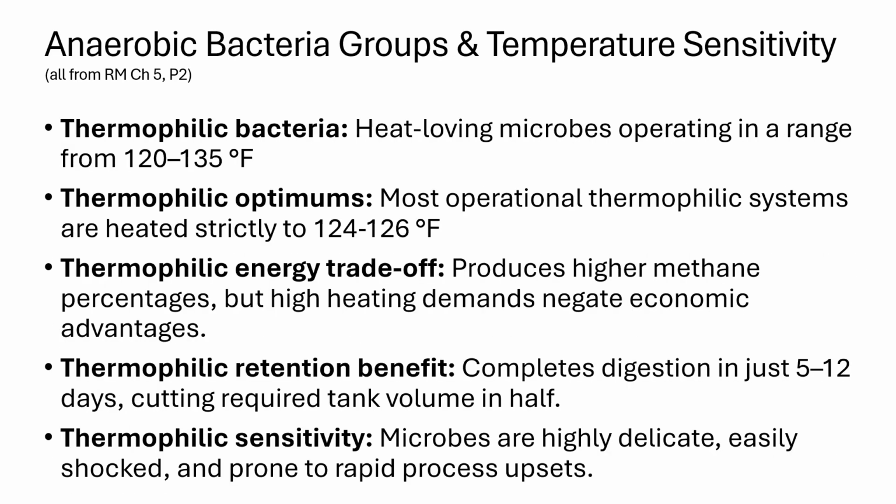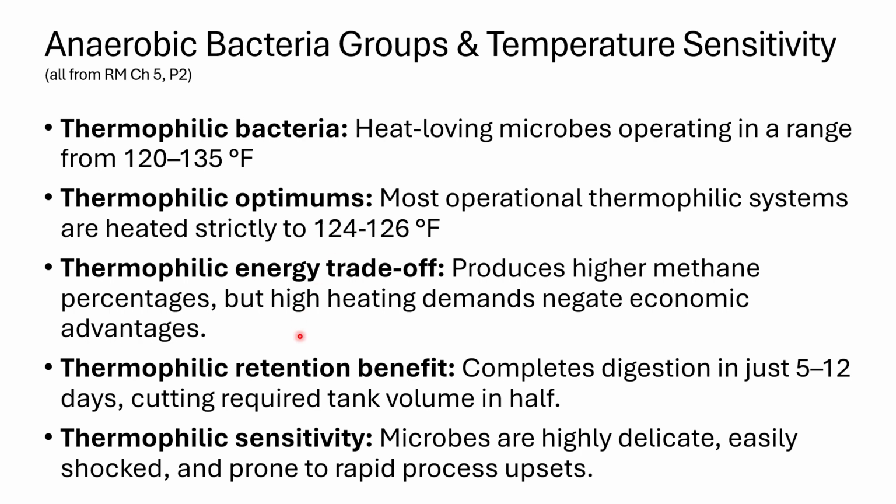And we're going to switch now to the thermophilic bacteria. Again, these are heat-loving microbes. Here's the temperature range they like to operate in, 120 to 135. Most of them are heated. We do heat these digesters to keep that temperature range in effect, and it's 124 to 126. So we're going to view a couple of schematics a little later on where we're going to see how we heat these digesters. It's kind of interesting.